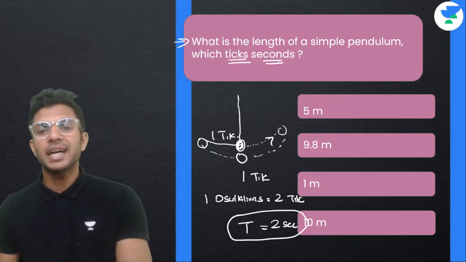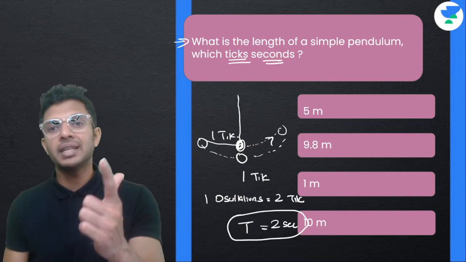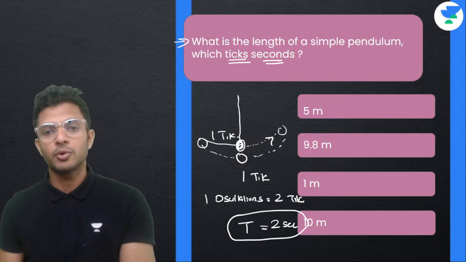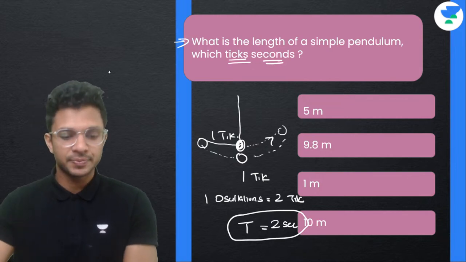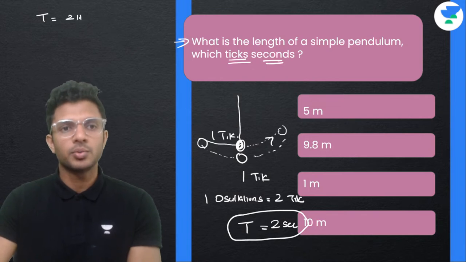Okay. Now that is not the question. What the time period is, that's not the question. The question is, what should be the length of the simple pendulum for the time period to be 2 seconds? Formula, just write down the formula. Time period is equal to 2π√(L/g).